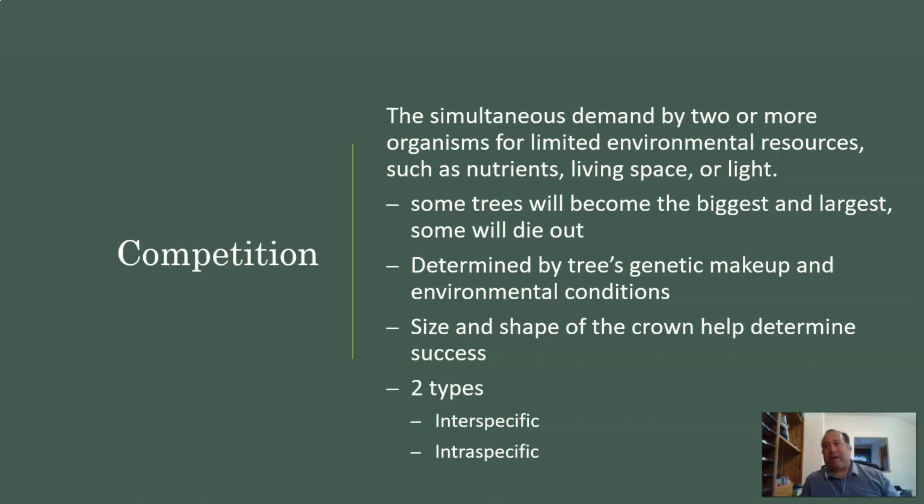So if we're thinking about a forest, I can have a redwood tree and a pine tree and an oak tree, and all three of those species are competing for light and nutrients and living space and water and all that. That's interspecific competition, different species competing with each other. But I can also have a plantation of just all pine trees, nothing but the same species of pine tree, but they're still competing for nutrients, living space, water, and light. So you can have interspecific competition between different species and also intraspecific competition between the same species.